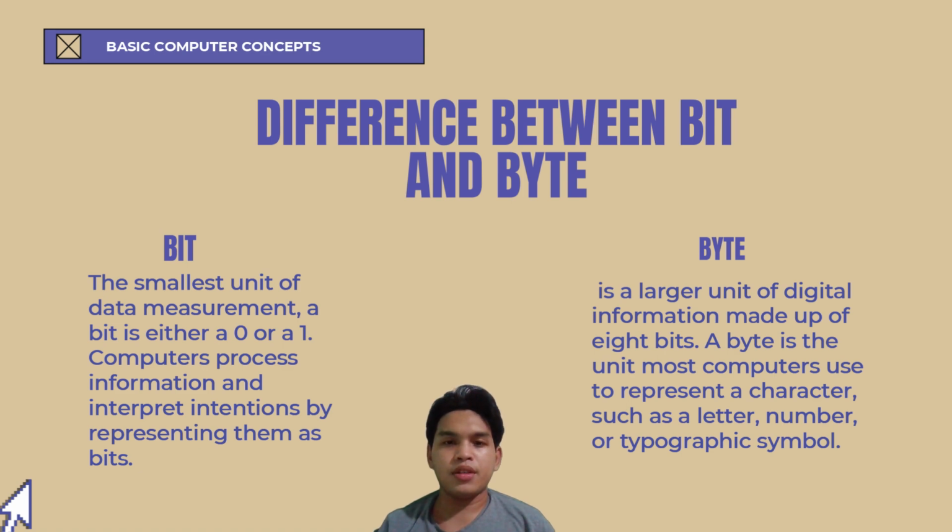In a computer, there is a bit and a byte. What is the difference between them? A bit is the smallest unit of data measurement. It is either a 0 or a 1. Think of bits like light switches, which have an on and off. Now, if you combine 8 bits, you get a byte, which is enough to represent a single character like a letter, number, or any typographic symbol.